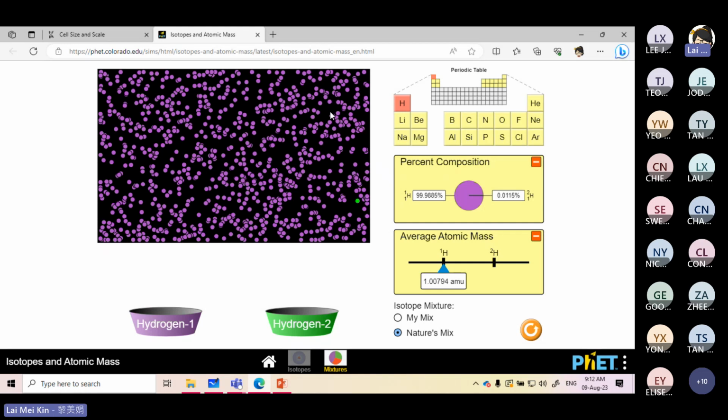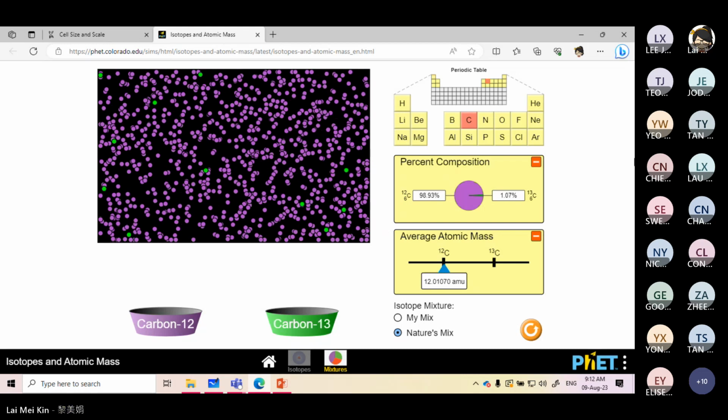So it shows that in nature, 99.99% is the possibility that if you pick a hydrogen atom, you will get hydrogen 1. If you're very, very lucky, 0.001%, you will get hydrogen 2. Okay, so carbon. You can see the nature's mix.